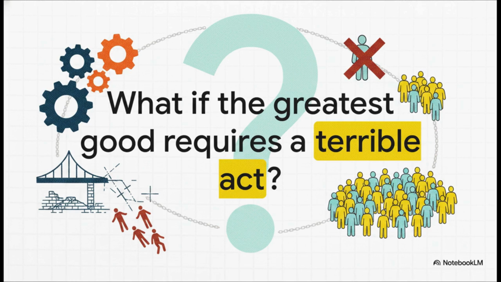For example, what if a company engineer can save $10 million by cutting a safety corner, knowing it'll eventually cause an accident that kills 5 people, but it saves the company and keeps thousands of people employed? By focusing solely on the group, utilitarianism completely ignores the worth of the individual. It can literally be used to justify terrible abuses, just as long as the majority benefits.